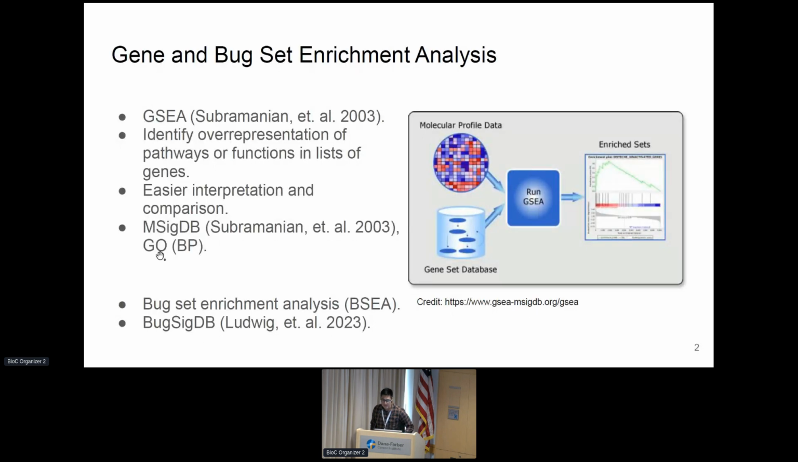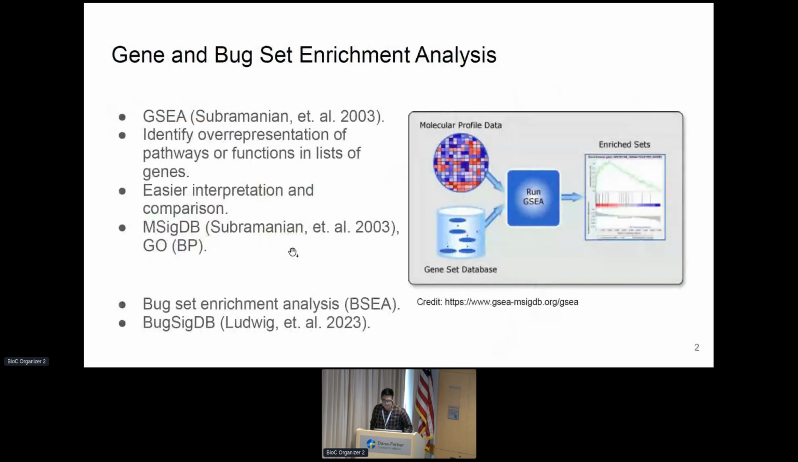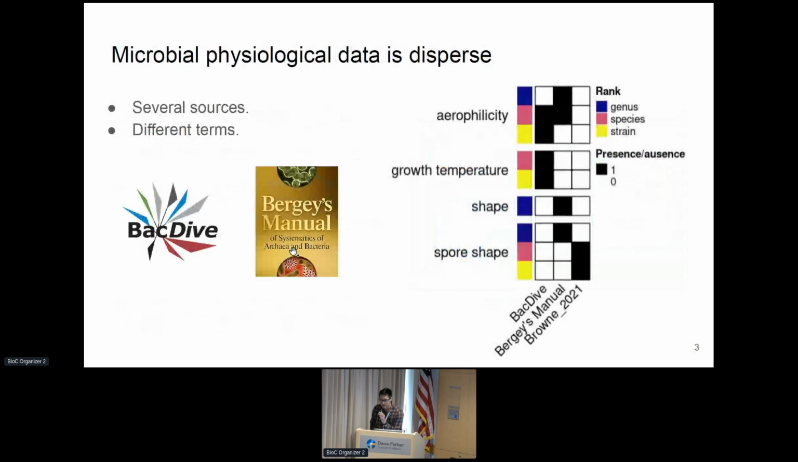And one of these databases that is kind of an analog to MSigDB is BugSigDB. I will talk a little bit more about it later. So as I say, you can create your own sets. You have good annotations. And currently, we were interested in physiological data about microbes, which is currently dispersed among different resources, public databases and sources.